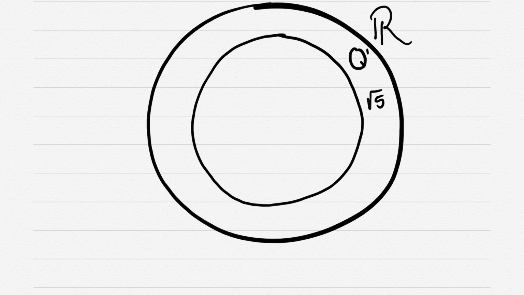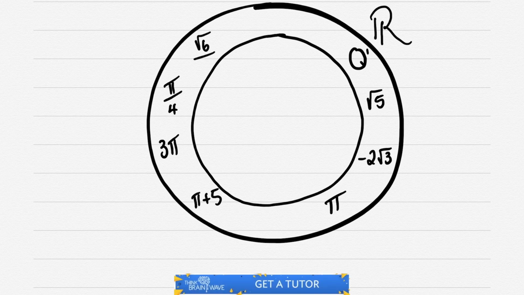These are non-terminating numbers like the square root of 5, minus 2 to the square root of 3, the answer pi, which we know is like 3.142, continuing, pi plus 5, 3 pi, pi over 4, anything pretty much that includes pi and anything that doesn't terminate, so any number that doesn't end.